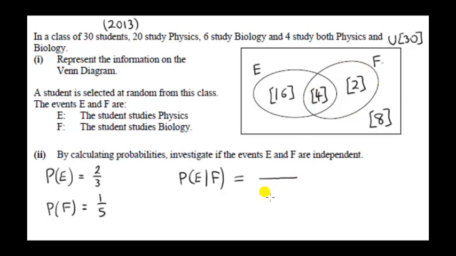So we want to consider the number of elements in F, and we want to look at the number of elements that belong to E and F. So you see we're selecting from set F now because we're conditioning on the fact that F has occurred. So the student is one of the 6 students of F. And what proportion of those students are also in E? Well, you can see that that's going to be 4/6, 4 out of 6. So 2/3 of the students that are in F are also in E.